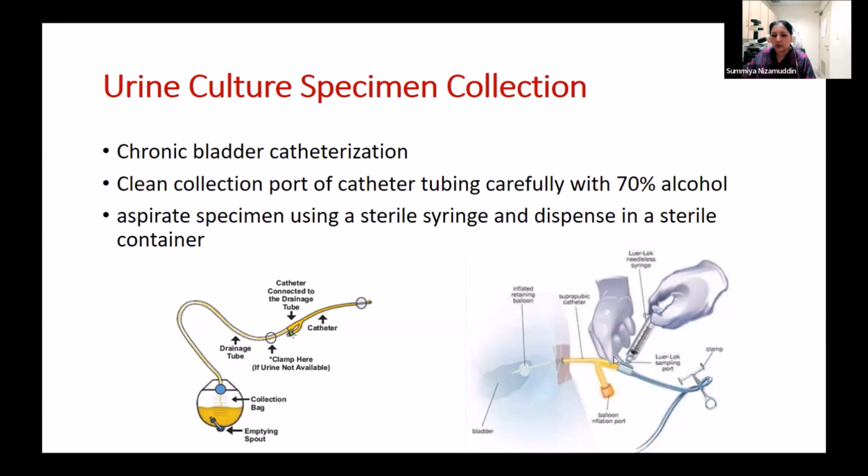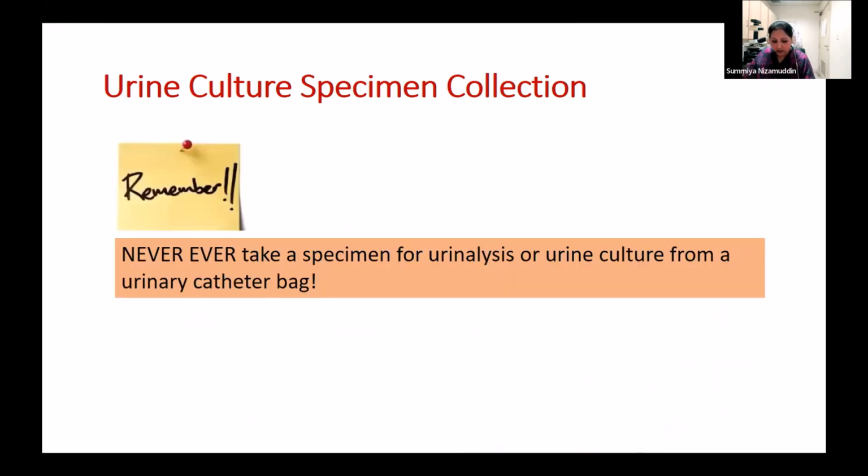In cases where such ports are not available, you can clamp or block the Foley's for a short while. Once urine collects in the bladder, you can prick the catheter and draw the sample from here. Okay, so this is how samples can be taken in catheterized patients, and taking a sample from the bag is strictly prohibited. So never ever take a specimen for urine analysis or for urine culture from a urinary catheter bag.